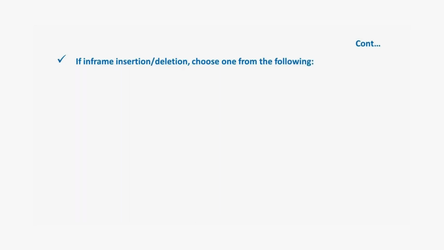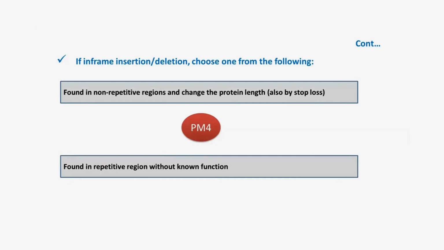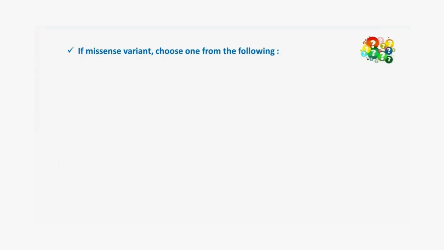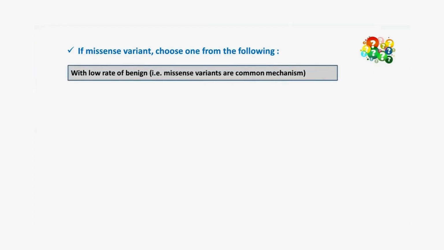Now, if we found an in-frame insertion or deletion variant, then we have to check if that variant is found in a non-repetitive region and changes the protein length, then we can put it into the PM4 category. And if it is found in a repetitive region without a known function, then it can be put in the PP3 category, that is benign. Now, if we found a missense variant and missense variants are the common mechanism for causing that particular disease, then we can put it in the PP2 category, that is pathogenic.